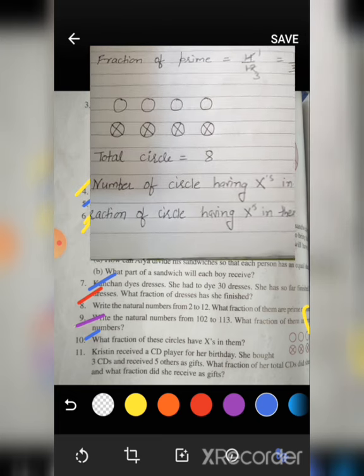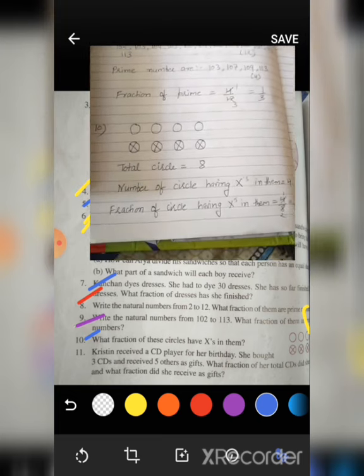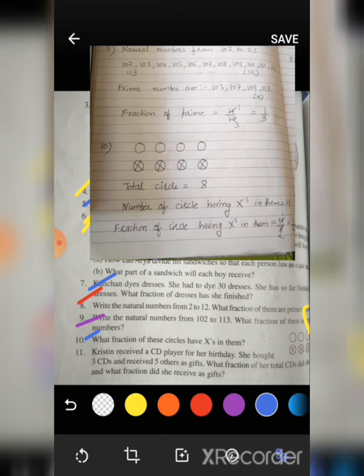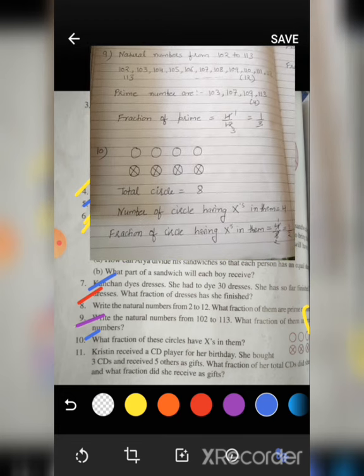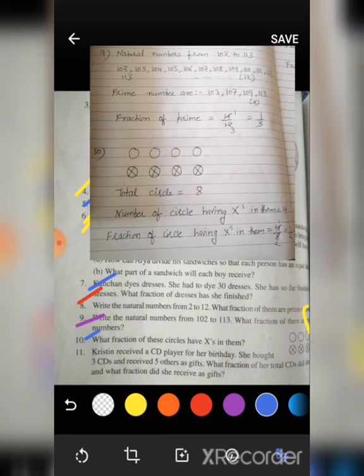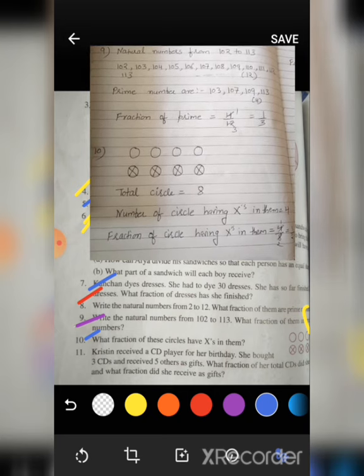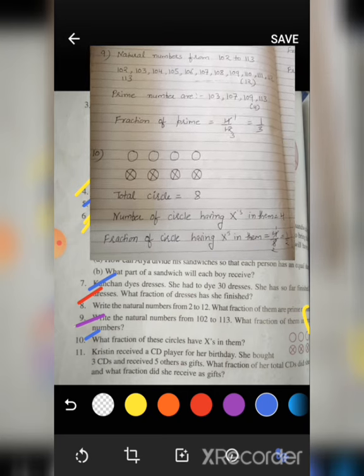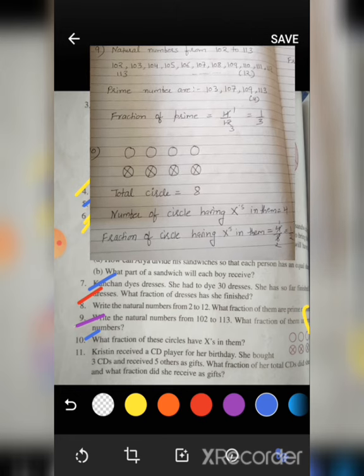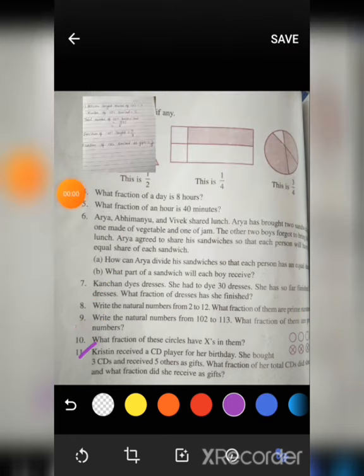So for this, what will you write first? First you will write the total circles, 8. The number of circles having x in them is 4. So the fraction of circles having x in them is 4 by 8. When you simplify it, 4 ones are 4, 4 twos are 8. The answer is 1 by 2.